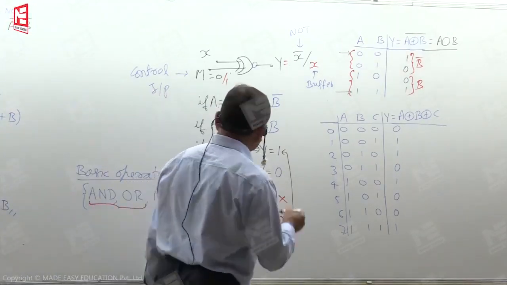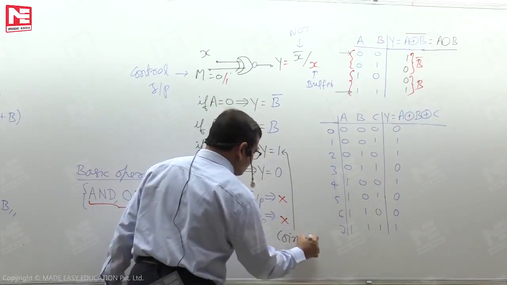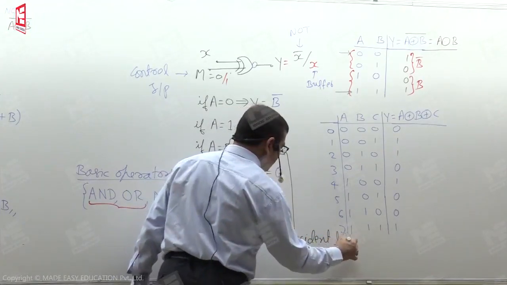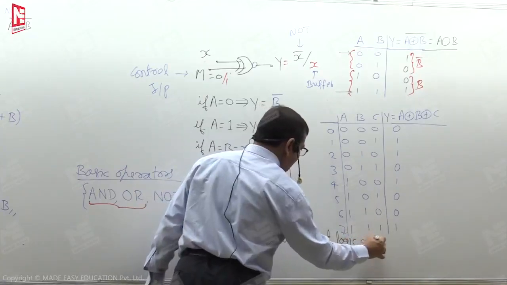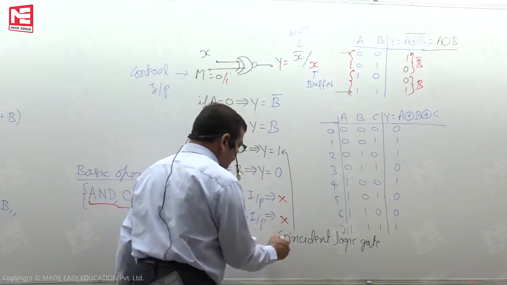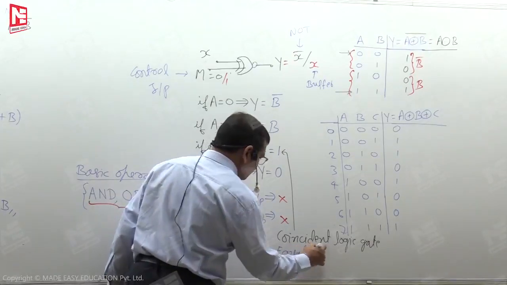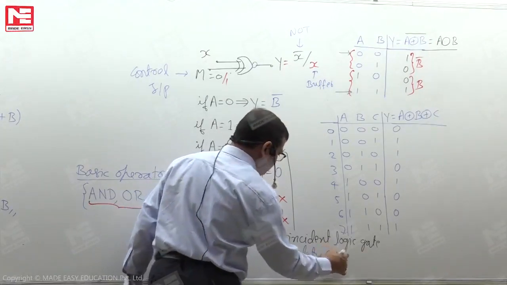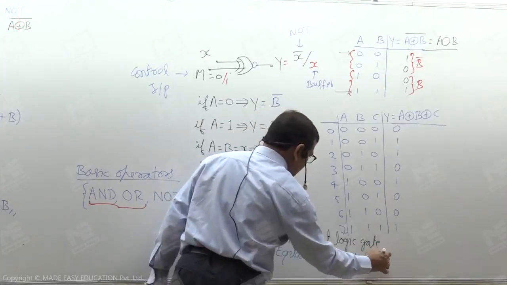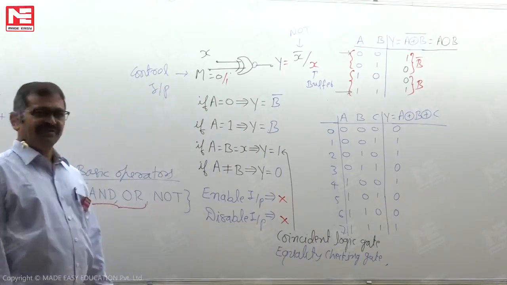Based on this, we must name this exclusive NOR gate as the coincident logic gate. It must be named as the coincident logic gate, or it can be named as the equality checking gate. Related to this terminology, there is a question in the workbook.